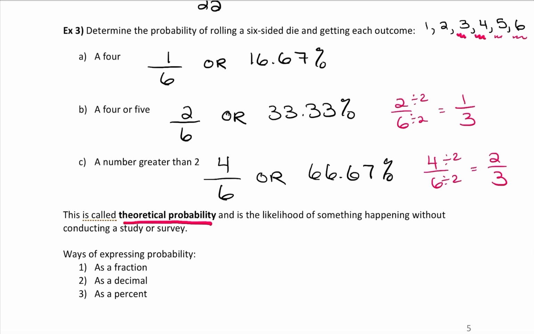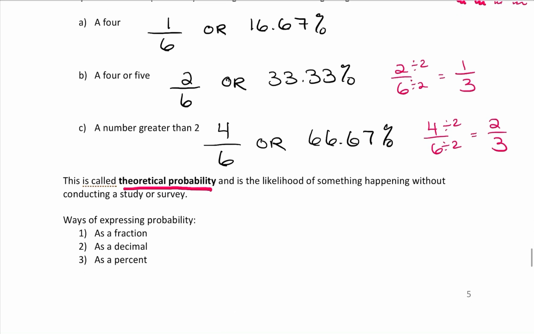Theoretical probability is the likelihood that something happens without actually conducting an experiment or a survey or a study. So it's what should happen in an ideal world, right? If you flip a die, ideally 1 out of 6 times it should land on a 4. Now, is that going to always happen? Not necessarily, but that is what is called theoretical probability. We can express probability as a fraction, as a decimal, or as a percent.